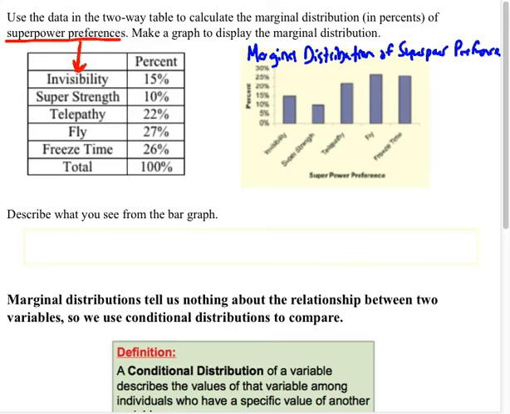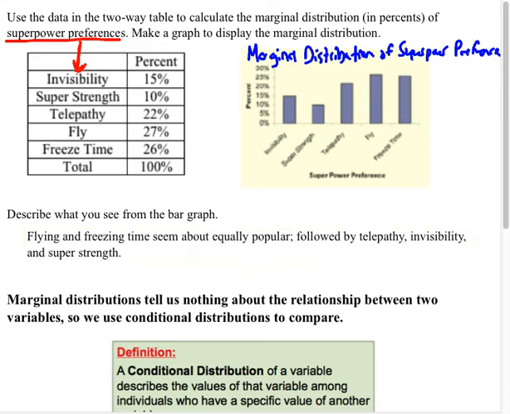And once again, the important piece to this is describing what we see, okay? What do we see in this graph? Well, flying and freezing time seem equally popular, followed by telepathy, invisibility, and super strength. So again, just labeling what I see. I noticed the top two were pretty equal, and then I just listed it from there. Then it was telepathy, invisibility, and the smallest was super strength. But notice I used a full sentence, a complete thought for that.